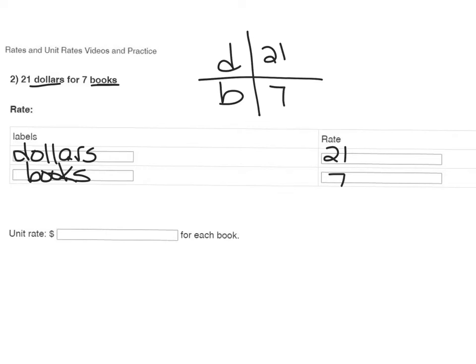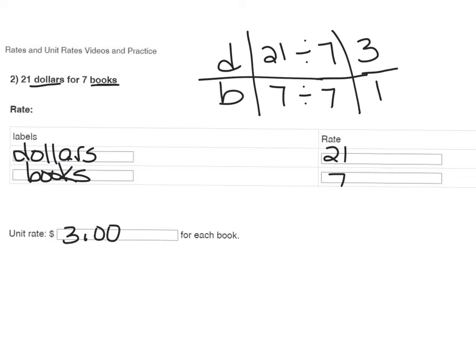So 21, I want to know how much 1 book is going to be. So I want to divide that by 7, which would be 1. So 21 divided by 7 is 3. So that means that there's going to be $3 for each book.